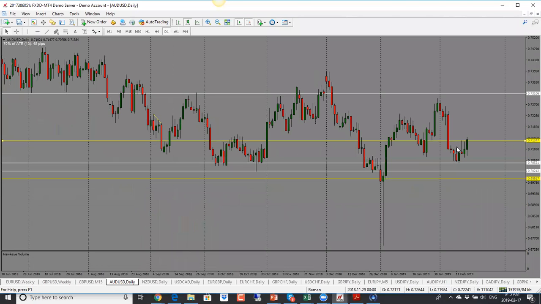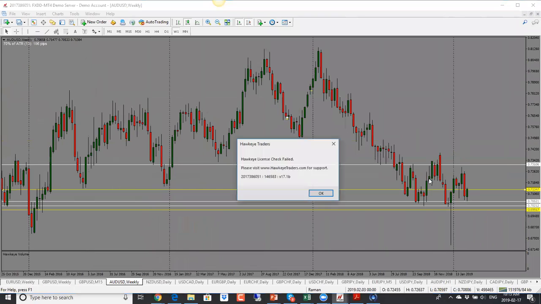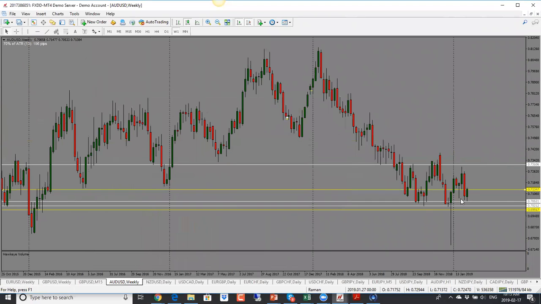So that's pound. Let's take a look at Aussie here. Aussie, last time we had a bearish engulfing candle here as well, but this one has actually pulled back.